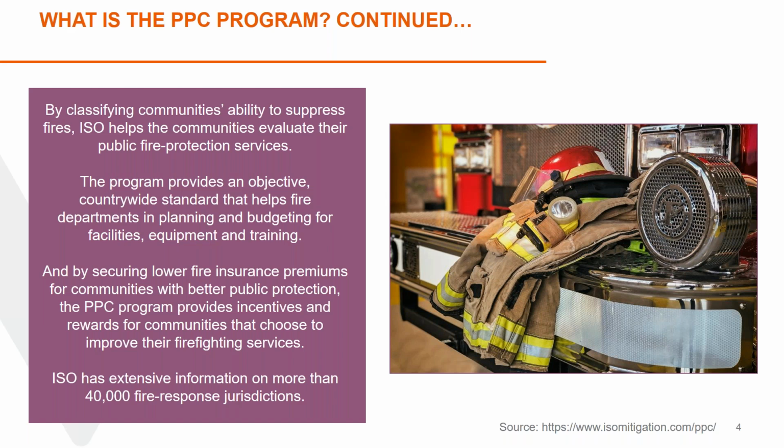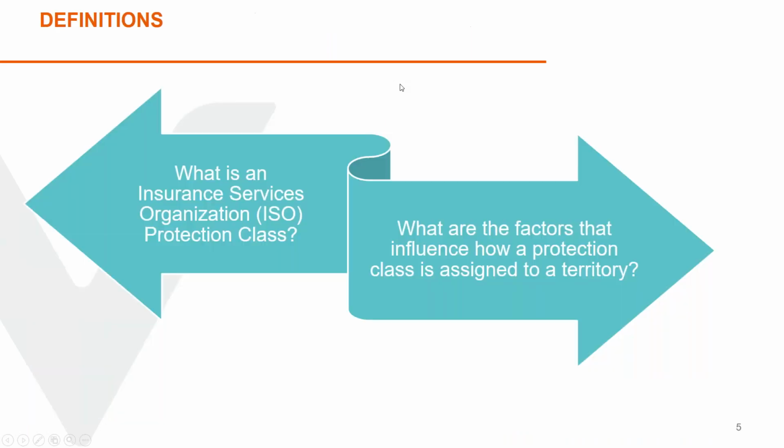So it can happen, even in a given community, if they don't put the hydrants in and they're not working correctly. I've seen this time and time again. There are 40,000 fire response jurisdictions in the United States that ISO regulates. Pretty impressive.